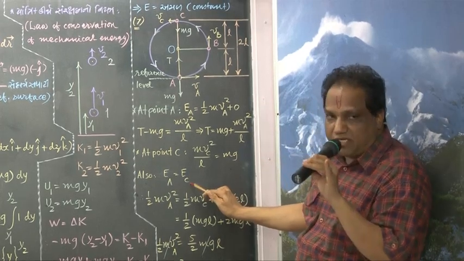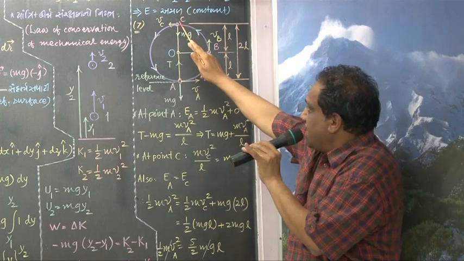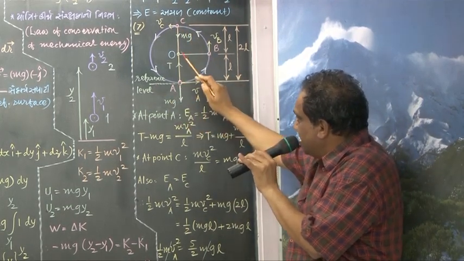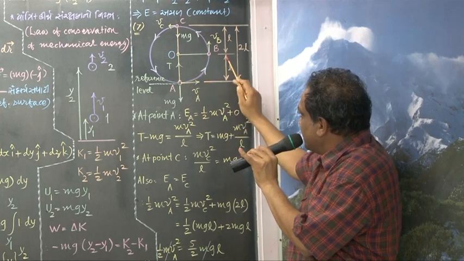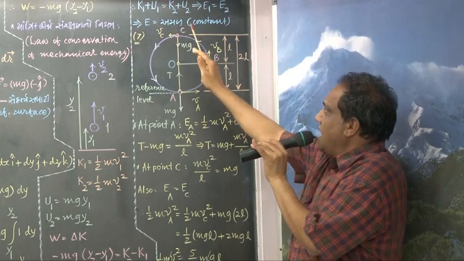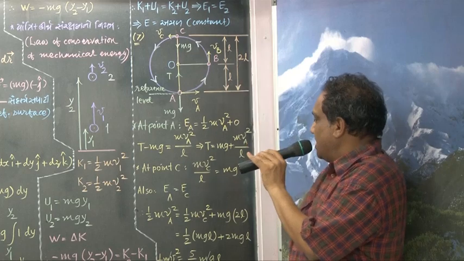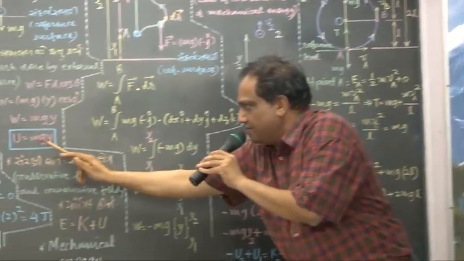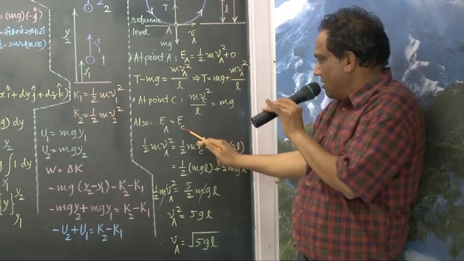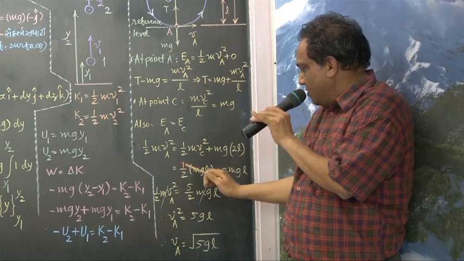Wait, we are talking about point C. Sorry, I'm mistaken, not B, point C. At point C, what is the height of this body from this reference level? This plus this. So L plus L, 2L. Height of the body at point C from this reference level is L plus L, that is 2L. So mg into height, and height is right now 2L. We are talking about point C. Correct? Fine.